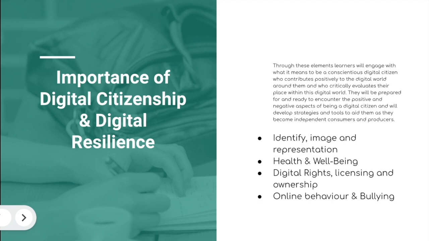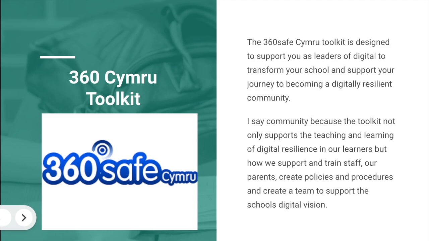And it's ensuring that we have some sort of resource to support us as digital leaders, that we're not alone and able to give the support that we need to our staff, to give the CPD and training to our pupil leadership groups, to ensure that this massive, massive role isn't done on our own. Identity, image and representation, health and well-being, digital rights, licensing and ownership, and online behaviour and bullying all come under that digital citizenship strand. So, the 360 Safe Cymru Toolkit.